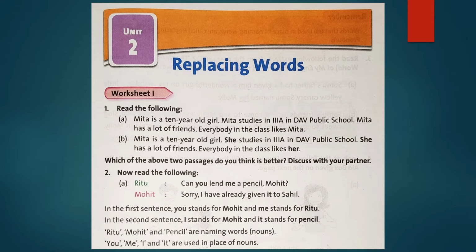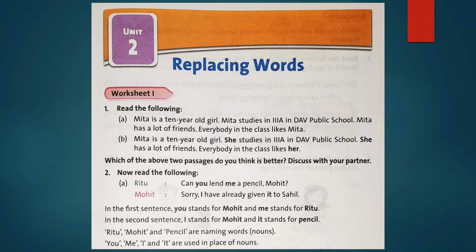Okay, children? Instead of a noun. Noun means what? Meeta is a noun. Names of persons, places, animals, or things are known as nouns. We have studied that in the first chapter. Is it not, children? The words which we use in place of nouns are known as replacing words, or pronouns. Okay, children? So next one. Which of the above two passages do you think is better?